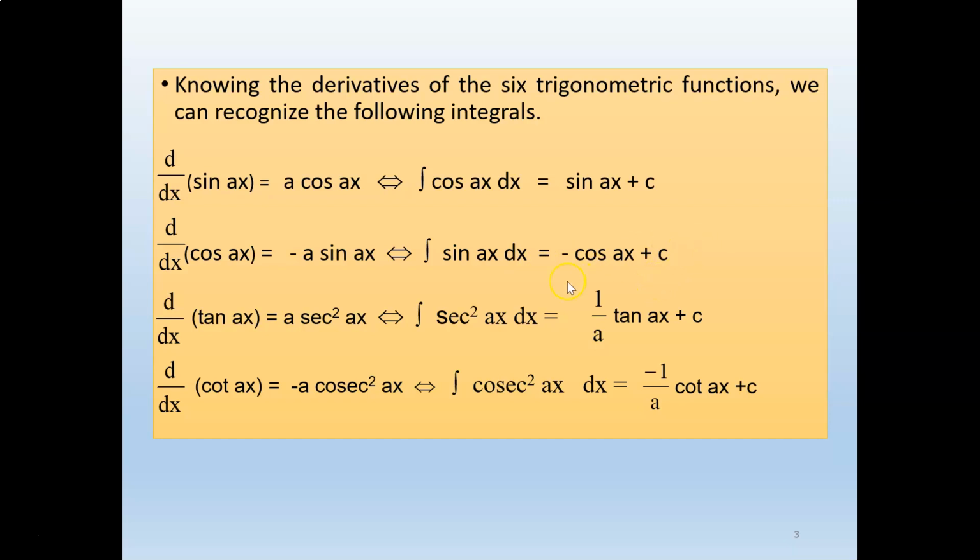Sama juga lah. Dia just patah balik saja. Yang ni dia integrate cos, dia akan dapat sine. Yang ni pula dia sudah dapat sine, dia mau patah balik ke sini. So dia integrate the sine, then you will get negative cos ax plus c. For this one, you don't have to multiply with the constant a at the front. No need. It's just for the differentiation, then you have a at the front over here.